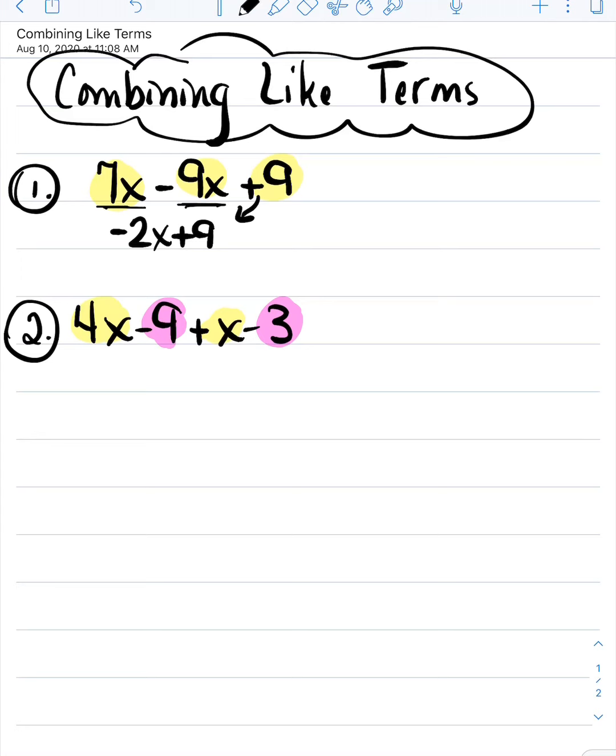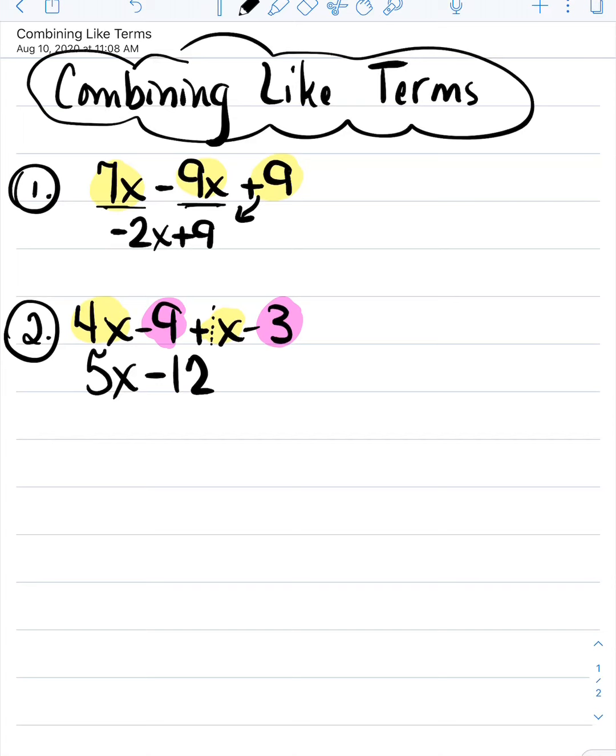So I have 4x, and there's an invisible 1 or an understood 1 in front of that x. They're the same sign, so I add the numbers, keep the sign, which is positive, and make sure you bring down that x as well. That's a common mistake that people make. Don't drop the x. And then I have negative 9 minus 3, same sign, so I add and I keep the sign.